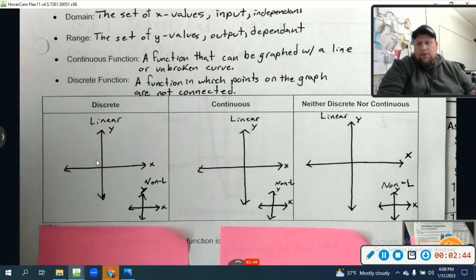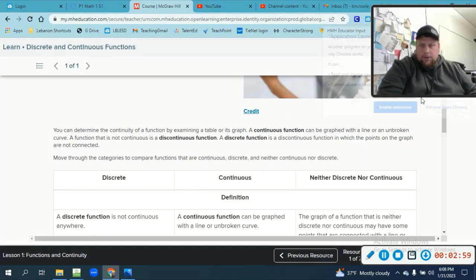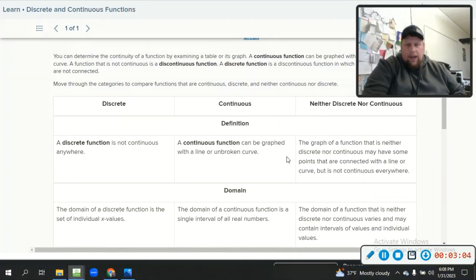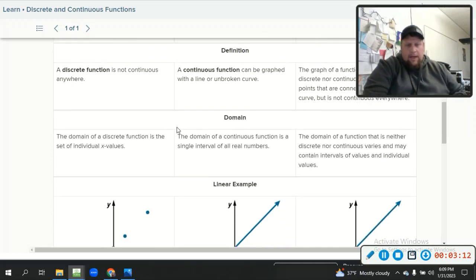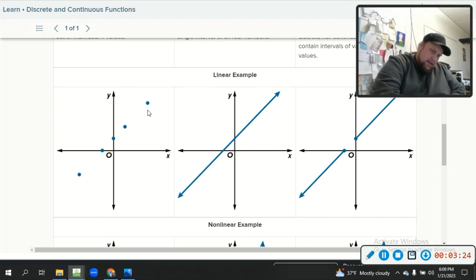We're going to talk about what it means to be a discrete, continuous, or neither discrete nor continuous function. Sorry we blipped there for a second. We've already had the definition of discrete. Neither discrete nor continuous just means it doesn't fall into either category. It has elements of both. The domain of a discrete function is the set of individual X values. That makes sense because it's just individual points. Go ahead and make that little graph. It doesn't have to be exact, just get some dots in a straight line.